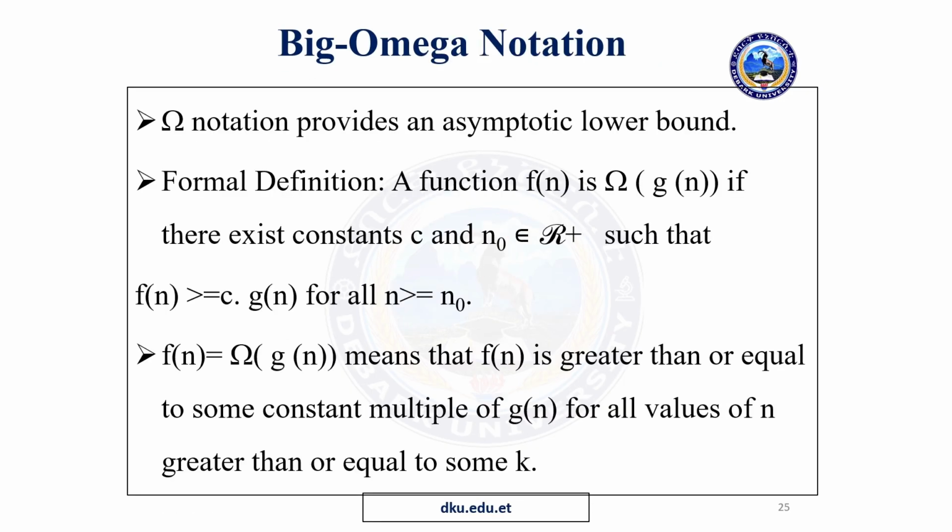The other notation is big omega notation, which provides an asymptotic lower bound. Actually, big O notation provides the upper bound of the algorithm. We can define big omega notation as follows: a function f of n is big omega of g of n if there exist positive constants c and n naught such that f of n is greater than or equal to c times g of n for all n greater than n naught. This is the formal definition of big omega notation.